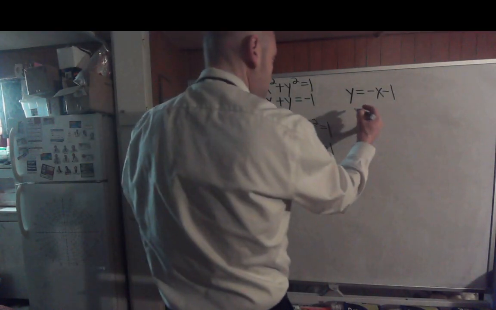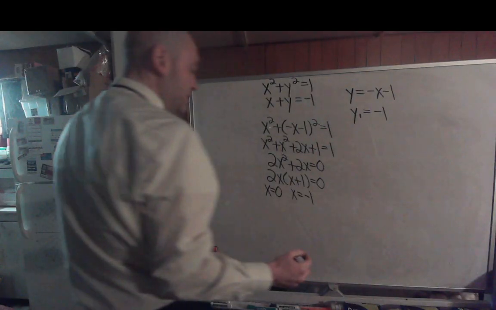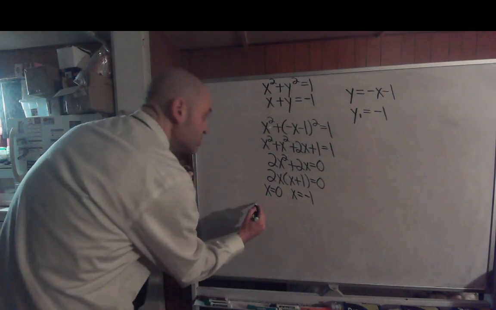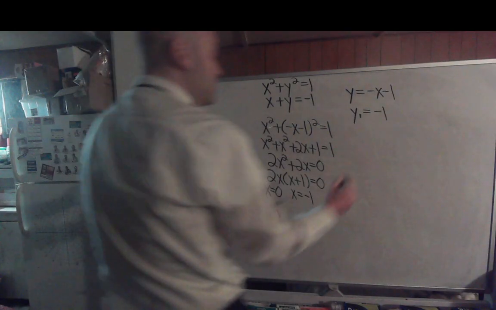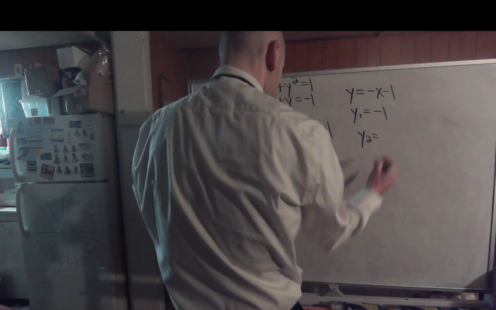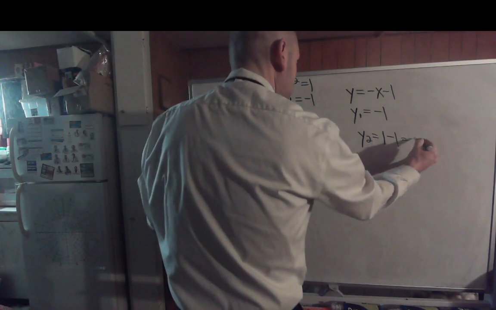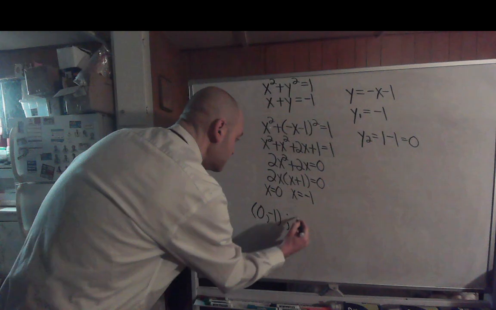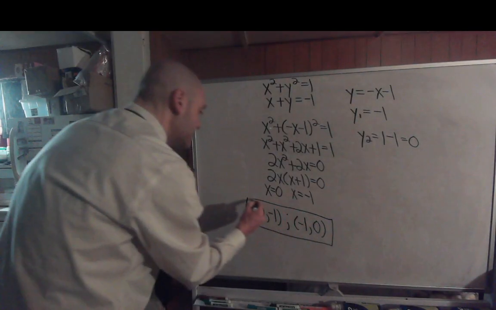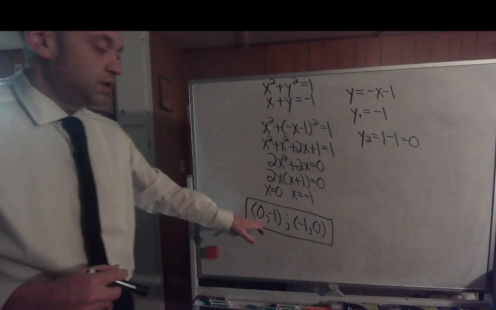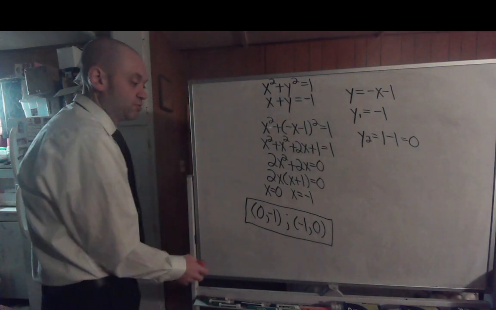So when x is 0, let's find your first y. Put in 0 for x, you would get -1. So your first point of intersection is going to be at (0, -1). And then we'll find your second y: put in -1, it's actually +1 minus 1, you would get 0. So your second point is going to be at (-1, 0). So the circle and the line intersect at 2 points, (0, -1) and (-1, 0). Well, you have actually then a secant line since they intersect at 2 points.